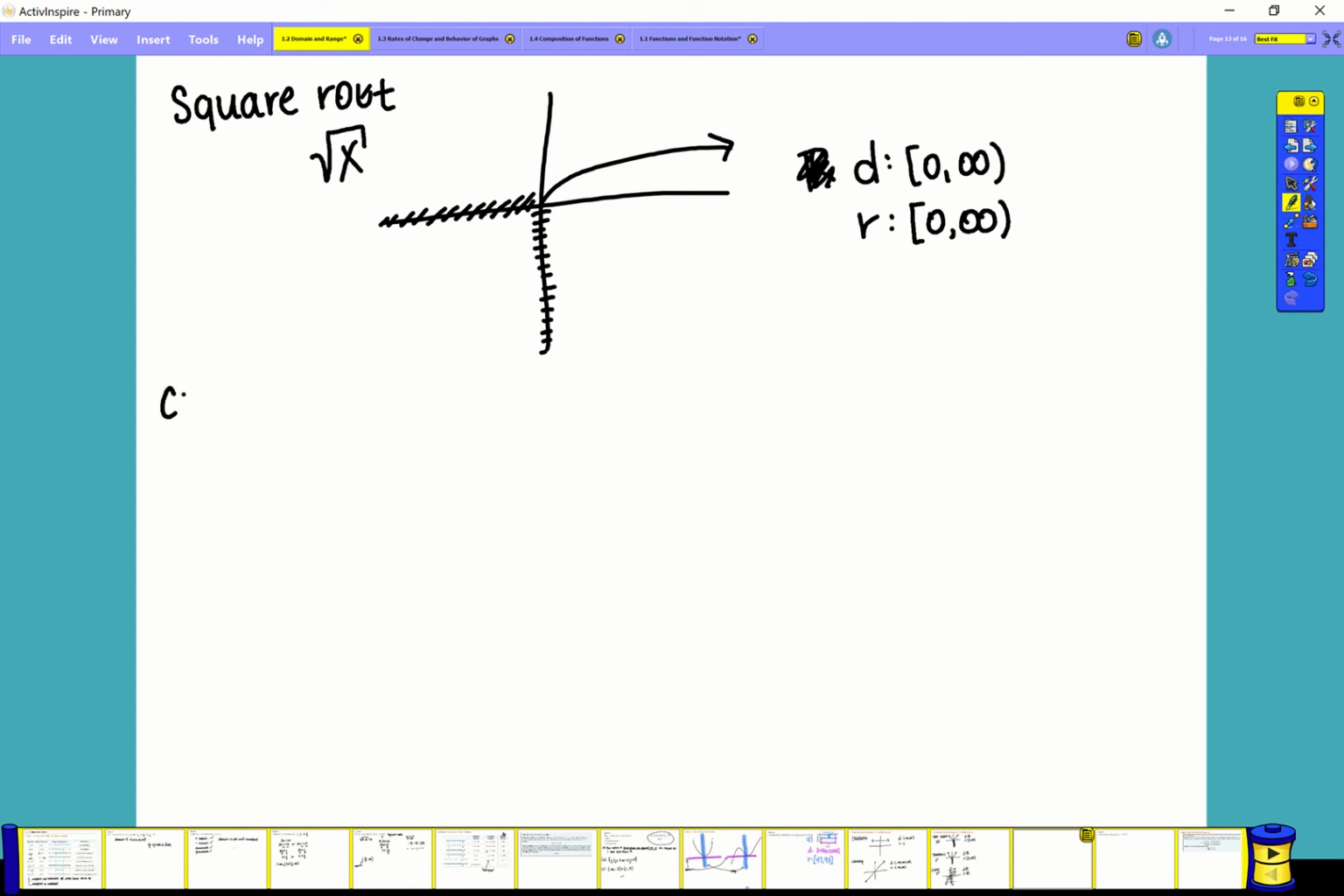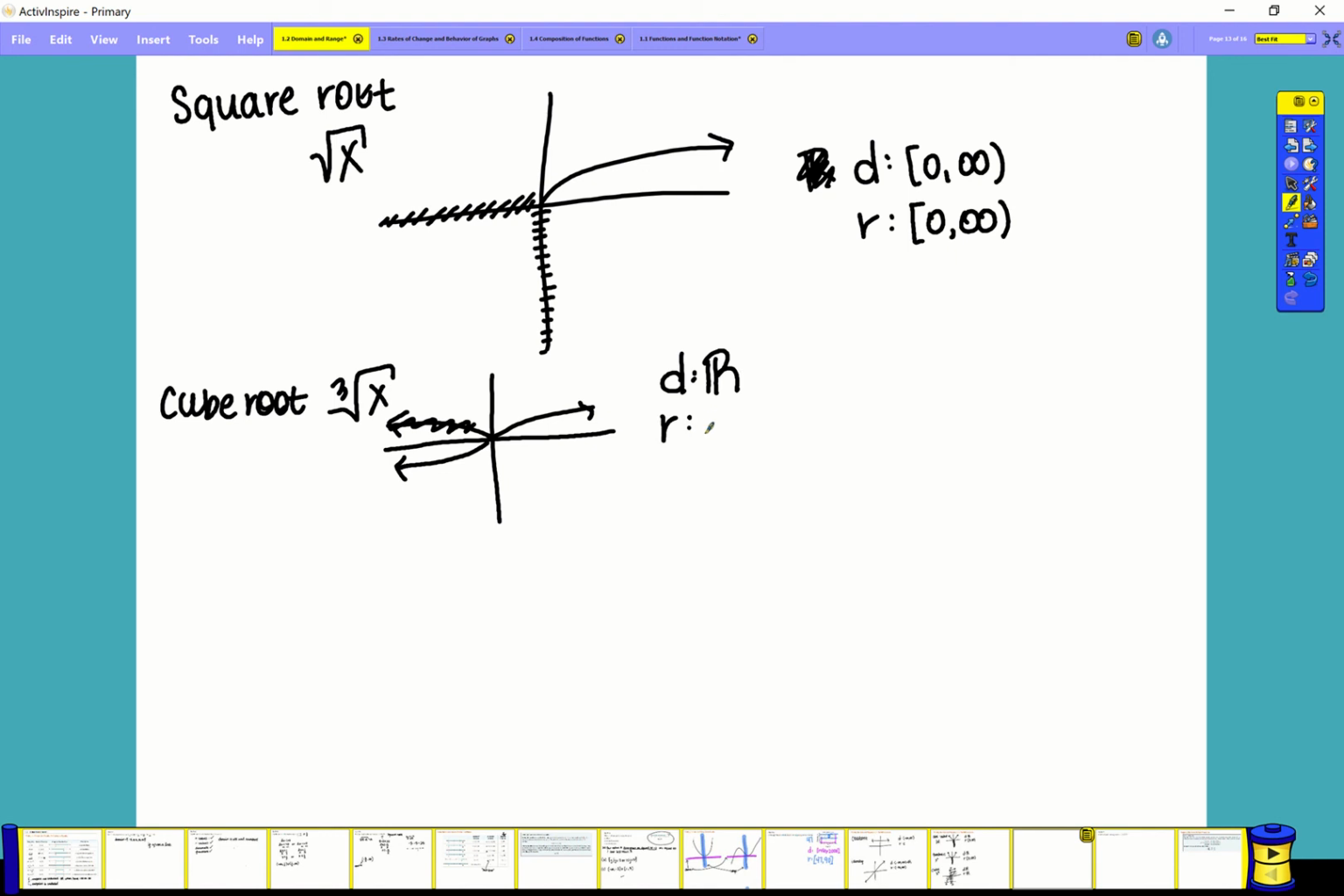Now, what about a cube root? So that would be something like this. There we go. So now what do you notice? Well, according to my domain, I can put in any number I want, including the negatives. And according to that y-axis, the range, I can actually get a negative, so I can have whatever I want there.